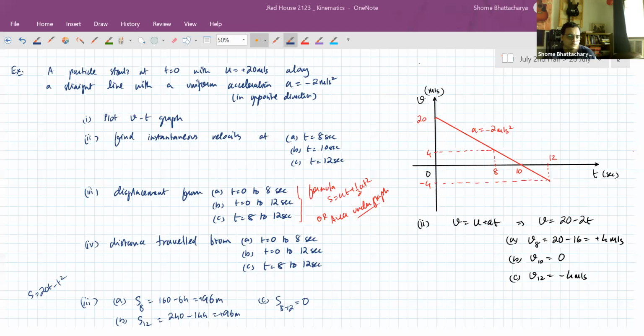So this is happening because the object is actually going up to a maximum displacement and then returning back. When the velocity becomes negative, the object is returning back. So that is why between 8 and 12 seconds, the net displacement is 0. Because whatever forward displacement it covers, it retraces that displacement coming backwards with a negative velocity.